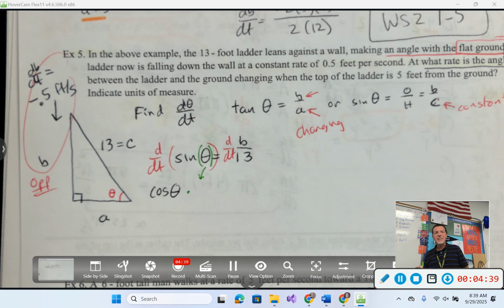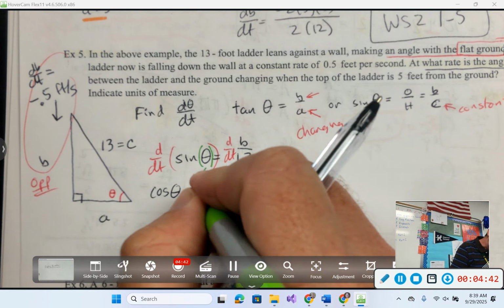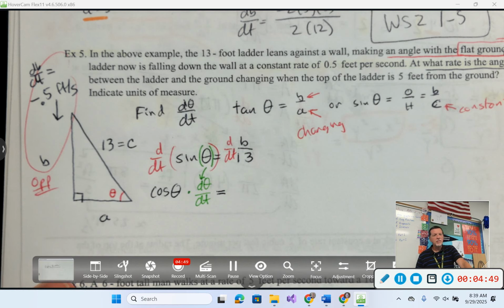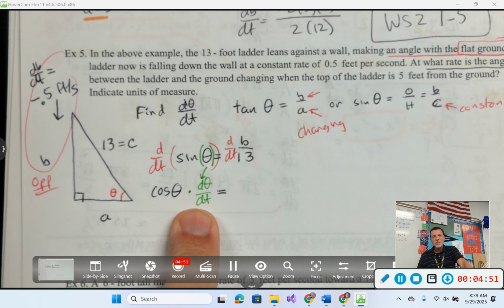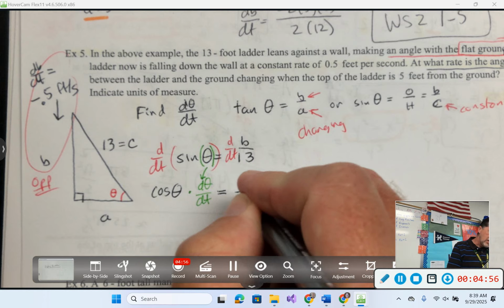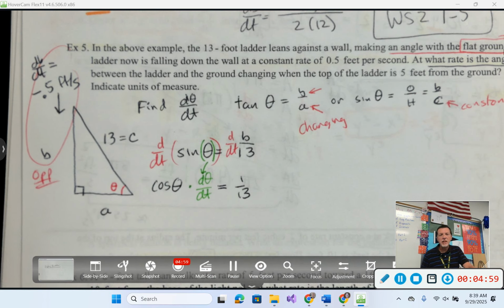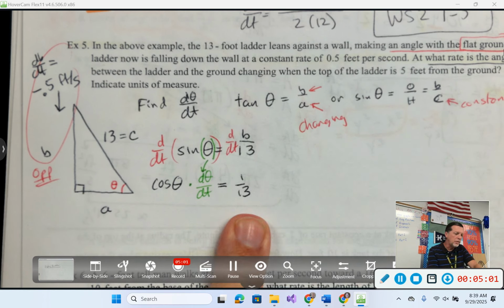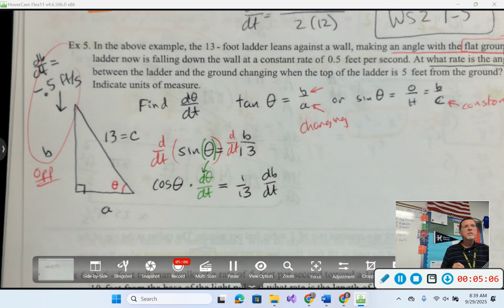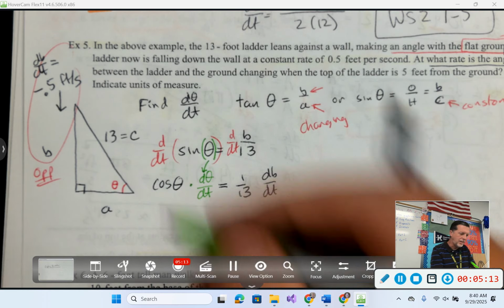D theta dt. Does that make sense? Yeah. Times d theta dt. So chain rule, chain rule, every single time. You got to know the basic rules, but then don't forget to include the chain rule. On the other side, 1/13 is done. But the derivative of b with respect to t, oh, that's just db dt. Okay, and we're trying to find d theta dt.